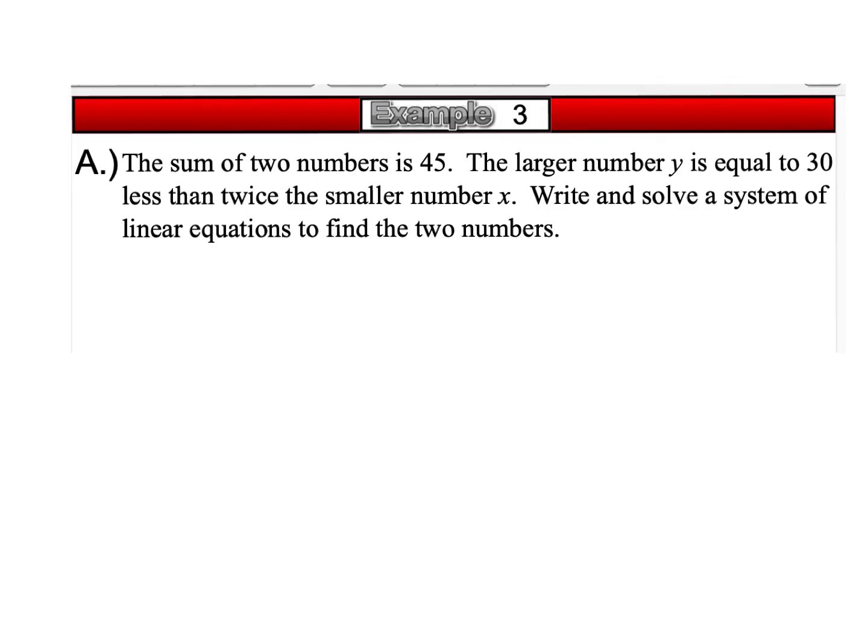This one now is going to be the tricky one because we have to kind of translate. We have to use our keywords for addition, subtraction, multiplication, division, the equal sign, and all that stuff. So the sum of 2 numbers, well, we know our 2 numbers are going to be X and Y. The sum means we're going to add. Is our equal sign, and then, of course, we have 45. So X plus Y equals 45.